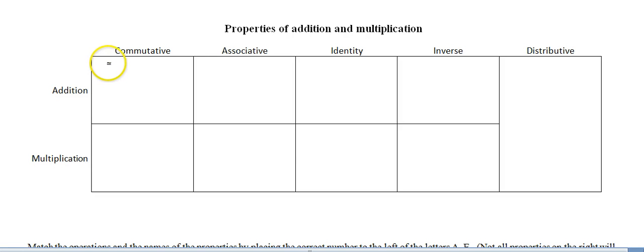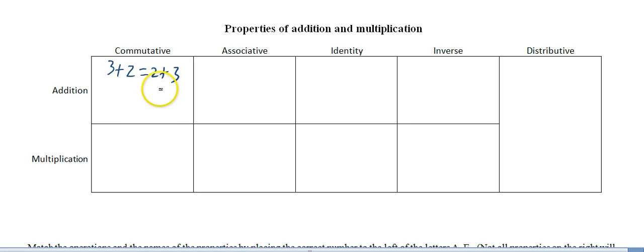Alright, so commutative property of addition, 3 plus 2 is the same as 2 plus 3. It doesn't matter how you add them. What commutative means is it's commuting. You can move the numbers anywhere you want for addition. And it's the same for multiplication. You can move them any way.